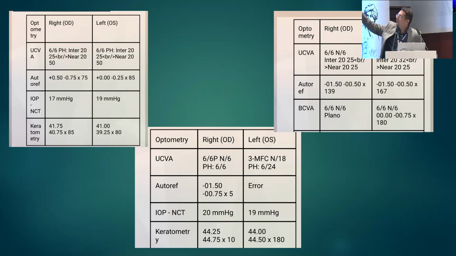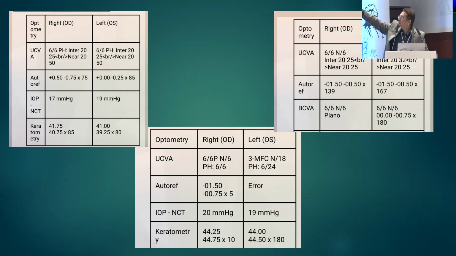You can see the uncorrected vision of all these 3 patients is 6/6, with very good intermediate as well as fairly good near vision. The first patient is EDOF, the second is a trifocal, and the third patient is again another EDOF. But if you see the autorefractometer readings, all 3 are showing different readings.